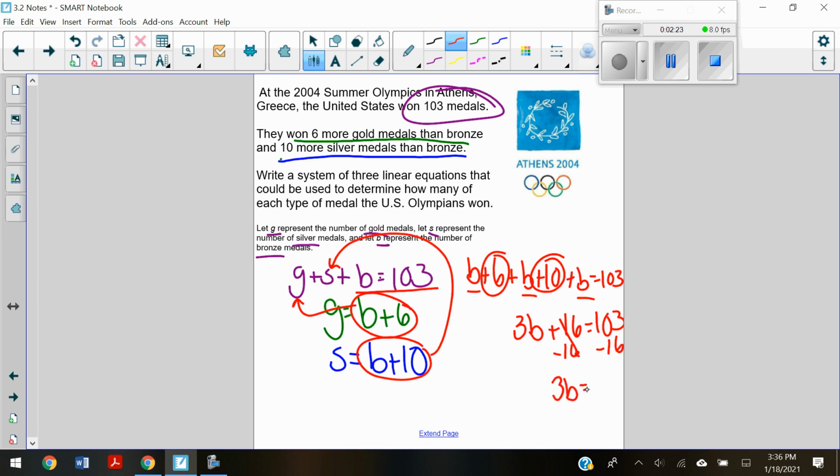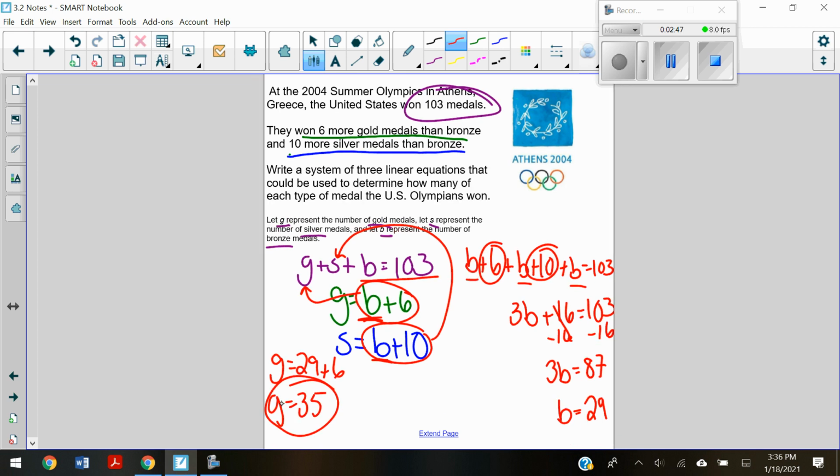So 3B equals 87. And divide both sides by 3. And you get B equals 29. So now I'm going to plug that 29 in for B here and in for B here. So my gold is 29 plus 6. So gold equals 35. And then I'm going to plug it in for silver. Equals 29 plus 10. So my silver medals is 39. So we have found out how many of each medal we have.